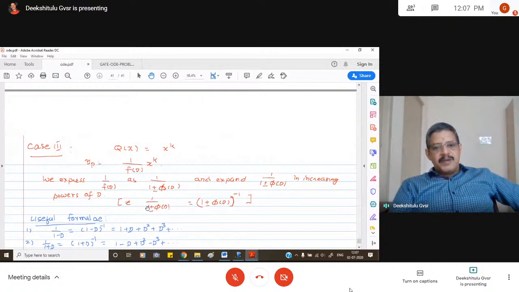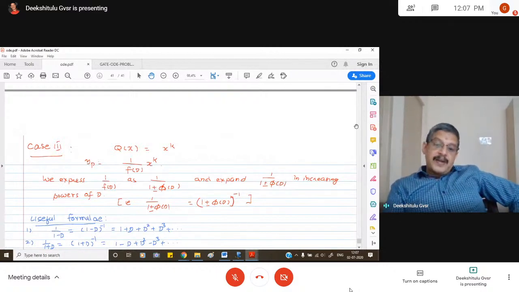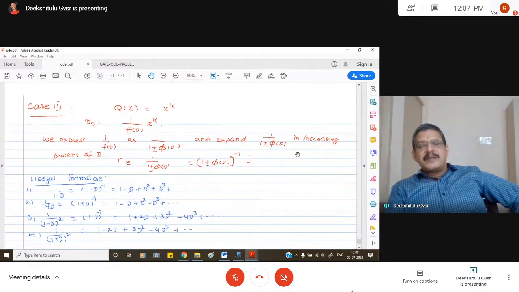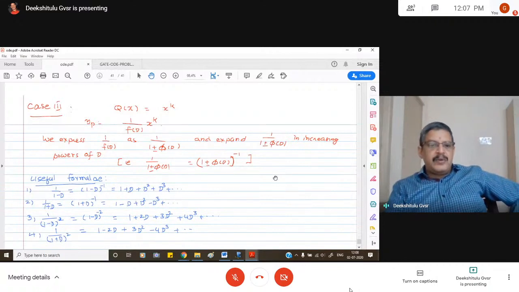So 1 by 1 plus or minus phi of D is 1 plus or minus phi of D whole power minus 1. This is the general idea. And mind you, while expanding it should be in increasing powers of D. The expansion should be 1, D, D square, D cube, and so on. Let us see some standard expansions that we require while doing problems.